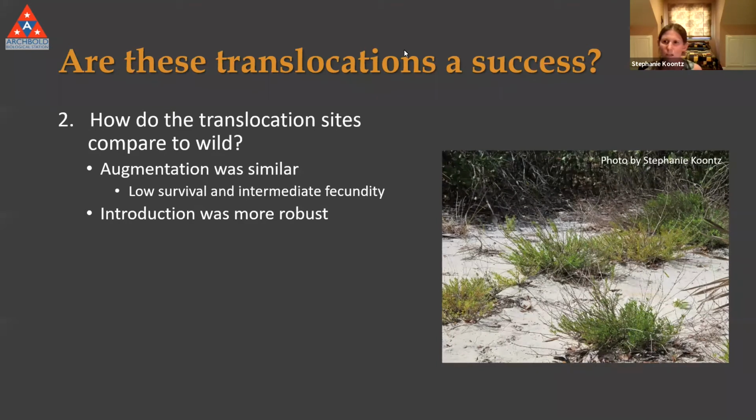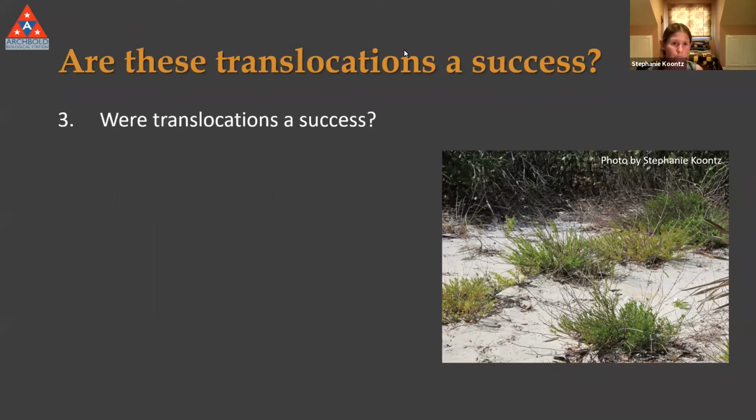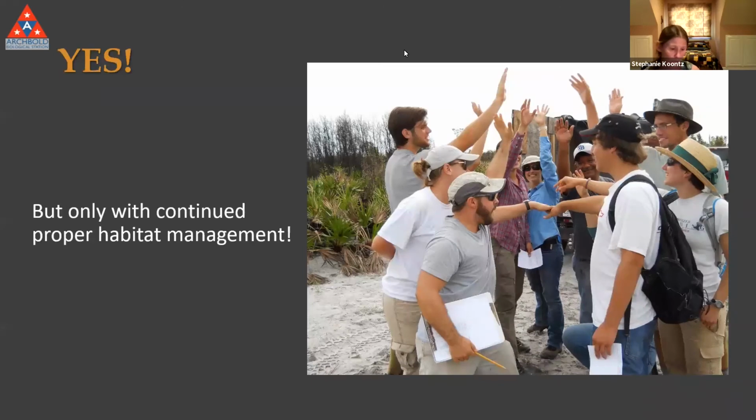We also saw intermediate fecundity for the augmentation compared to the wild gaps, but as we saw, there's a lot of seeds going into the seed bank even for this management treatment. And overall, for all of our metrics, the introduction tends to be more robust, if not comparable, to our wild gaps. And so ultimately, can we declare these translocations a success? I think yes, we can, but only with continued proper habitat management.